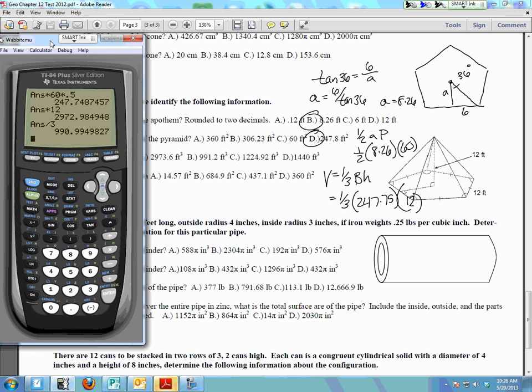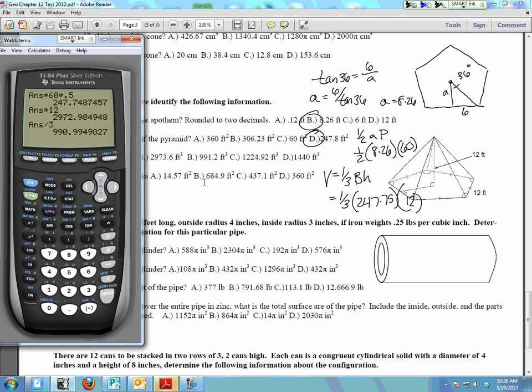I get 990.99. Now, my only option here, the closest one was B, and the reason I got that is because I rounded this a little bit differently than the 247.8. But option B is going to be your answer.